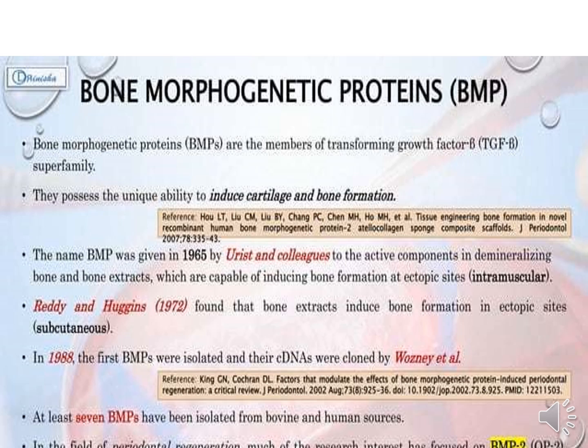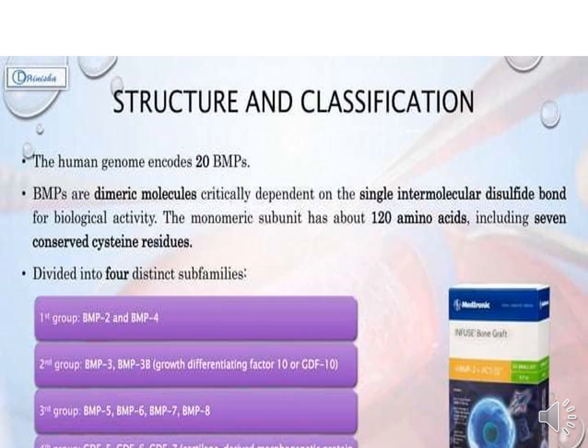It was cloned by Wozney et al. At least 7 BMPs have been isolated. In the field of periodontal regeneration, BMP 2 and 7 play an important role. BMPs are dimeric molecules with a single intermolecular disulfide bond for biologic activity. The monomeric subunit has about 120 amino acids and 7 cysteine residues. It is divided into 4 subfamilies.